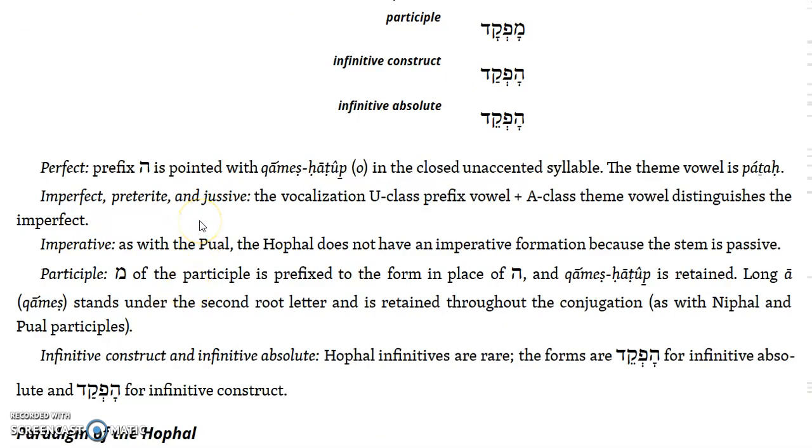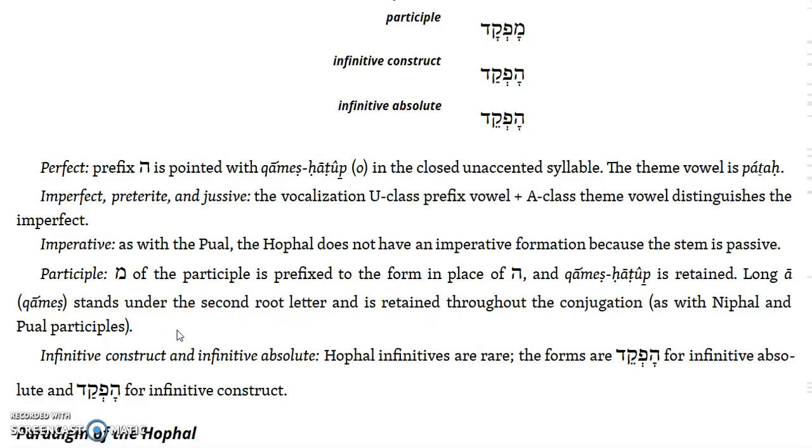So Ross makes a few observations here. The perfect is going to have a prefix he, pointed with a kamatz hatuf, the o vowel kamatz, whereas the theme vowel is typically patach, the short a vowel. The imperfect, the preterite, and the jussive, the vocalization of the U-class prefix vowel plus A-class theme vowel distinguishes the imperfect. The imperative, as with the pual, the hofal does not have an imperative form because the stem is passive and it doesn't make much logical sense to have an imperative.